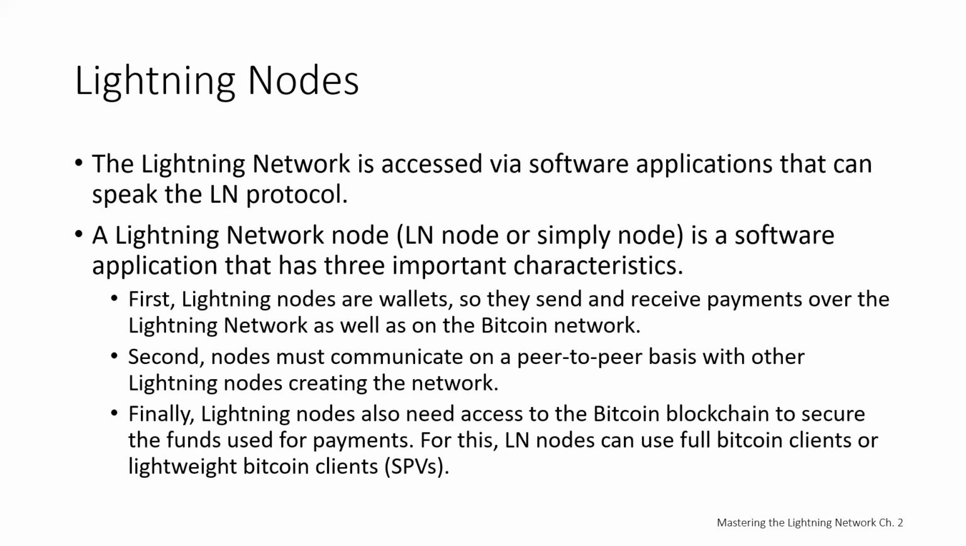Now, generally, there are three characteristics that Lightning Network nodes have. The first is that the Lightning Network node is a wallet, so it can send and receive payments over the Lightning Network as well as on the Bitcoin network. Second, the nodes must be able to communicate on a peer-to-peer basis with other Lightning Network nodes creating the network. And third, the Lightning nodes also need access to the Bitcoin blockchain, or if they're using an alternative blockchain, they need access to that alternative blockchain to secure the funds used for payments.